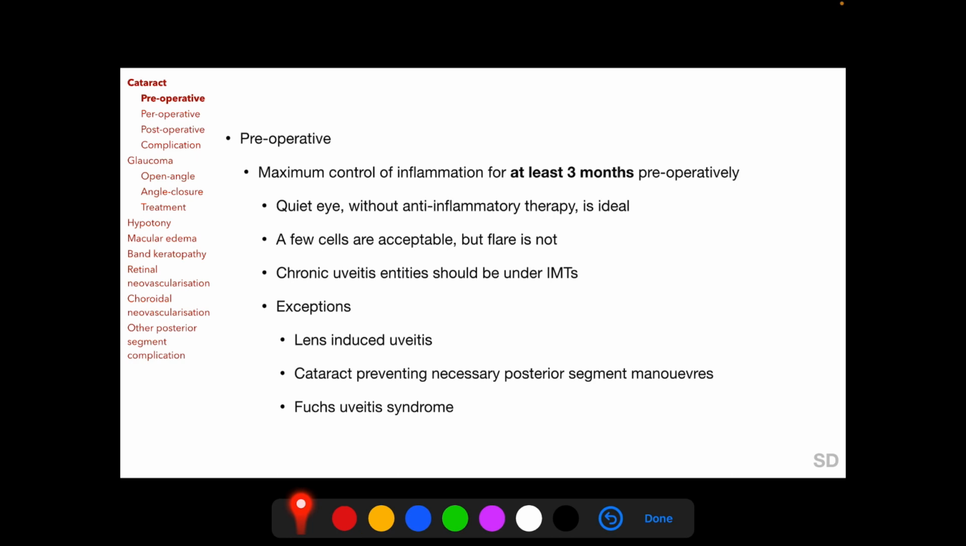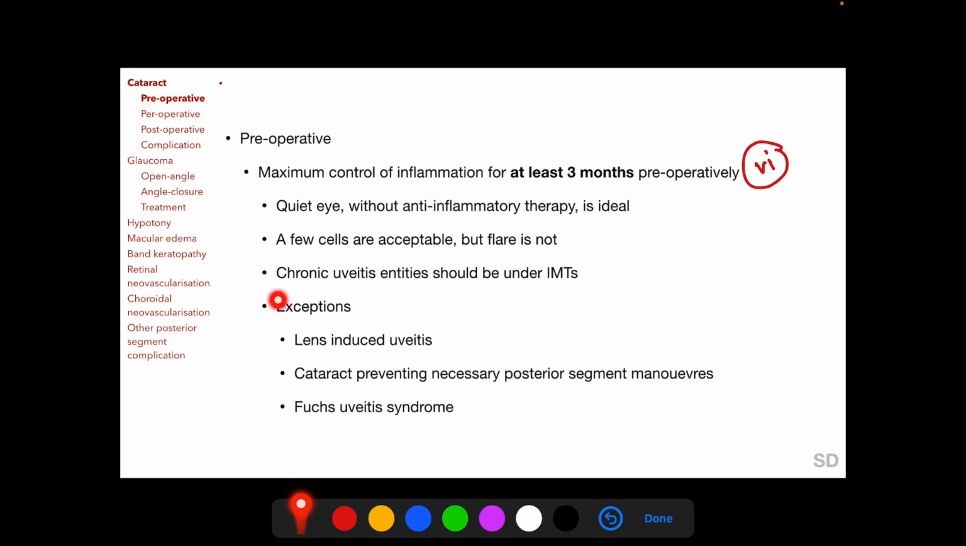Preoperatively, maximum control of inflammation for at least 3 months is required, and this is a very important dictum to remember. A quiet eye without anti-inflammatory therapy for 3 months is ideal. A few cells are acceptable, but flare is not acceptable. But certain chronic uveitis entities like VKH, sympathetic ophthalmia and Behçet's disease have to be maintained under prolonged anti-inflammatory therapy including IMTs, and this IMT therapy cannot be withdrawn before cataract surgery to check whether the inflammation is controlled without treatment prior to cataract surgery.